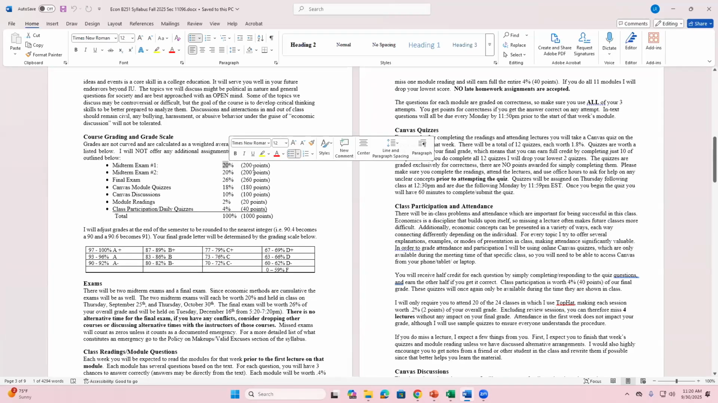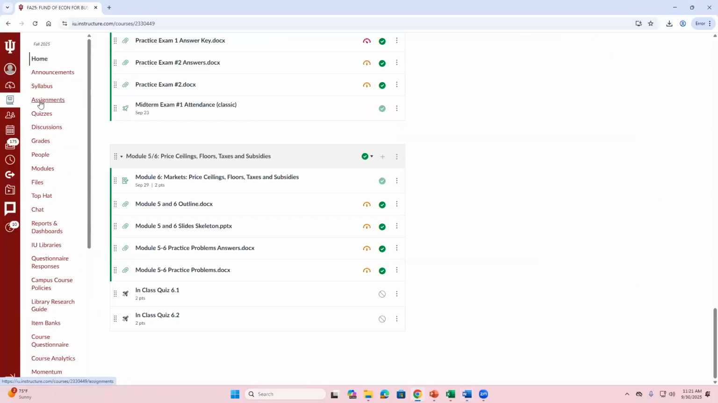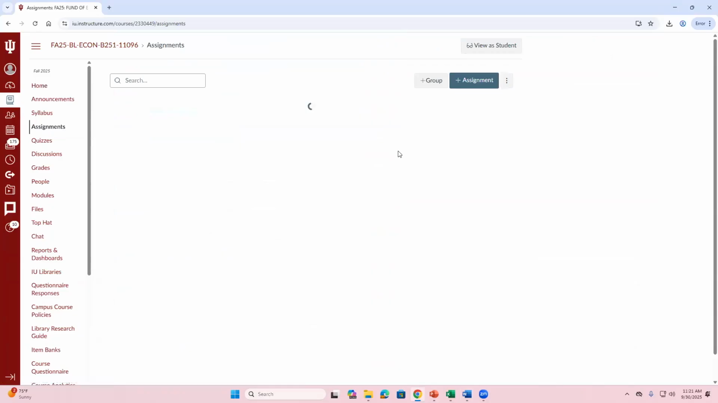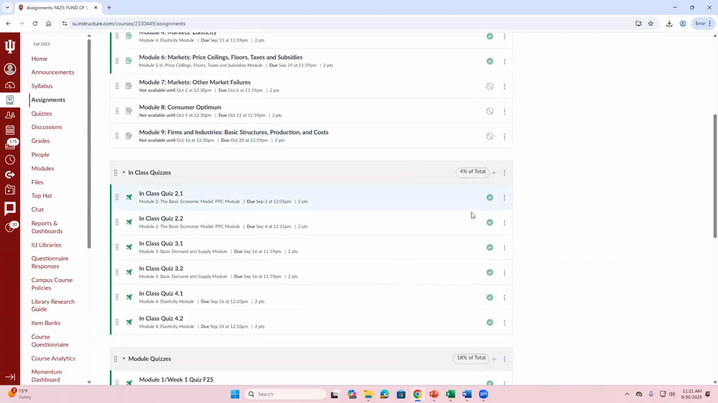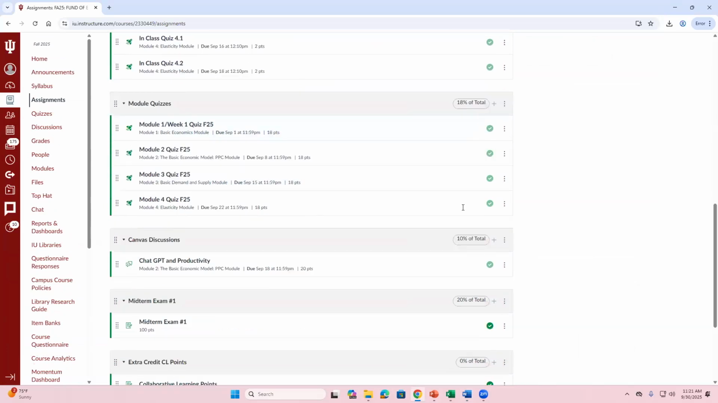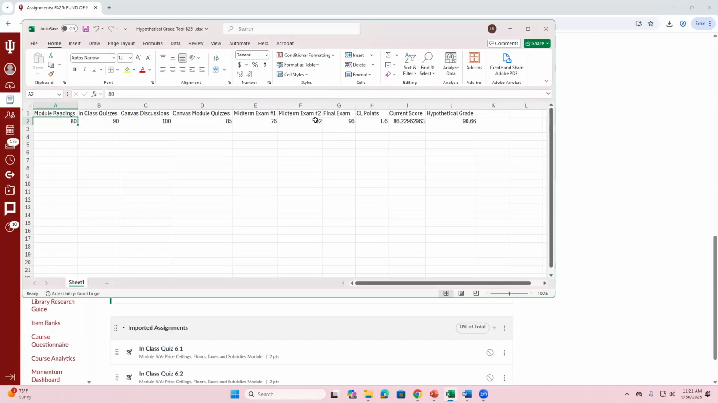But all that's being calculated, kind of the weights. I've changed all of those weights on Canvas so that it now lines up with the syllabus. So module readings are 2%, in-class quizzes, module quizzes are 18, the midterm is 20. Now we don't have that midterm or final in yet.